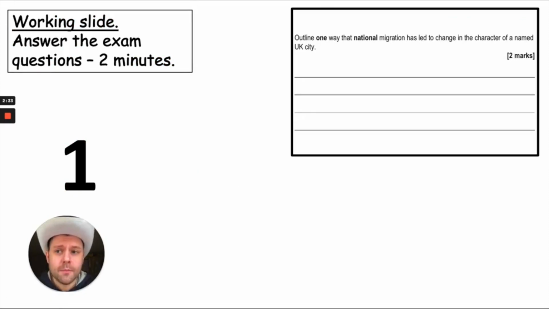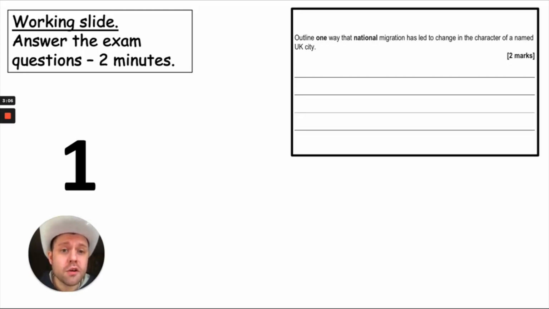Now what you need to do is you can either work on your assignment, so there's an assignment to go with this and you can type directly into the assignment, or you can work on paper. Now this first question is a 2-mark question, so in real life, you would have 2 minutes of exam time to write on this. Also, if you look at the amount of lines available, they give you generally in AQA 2 lines per mark.